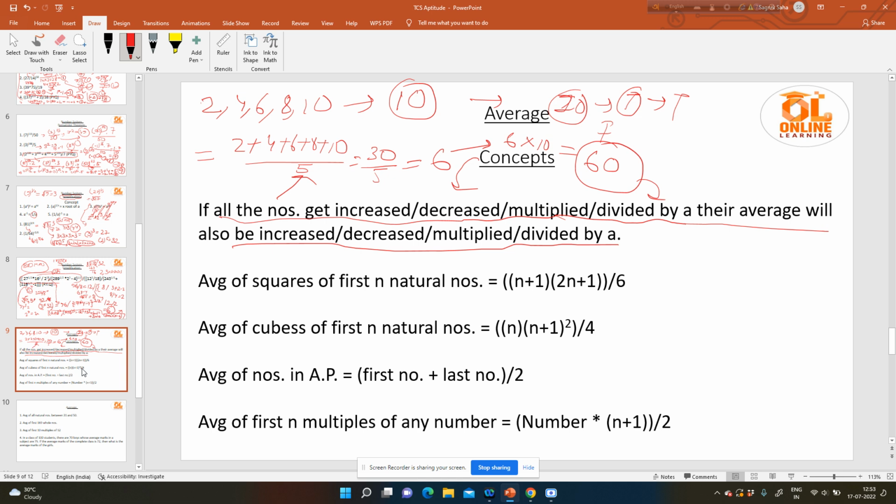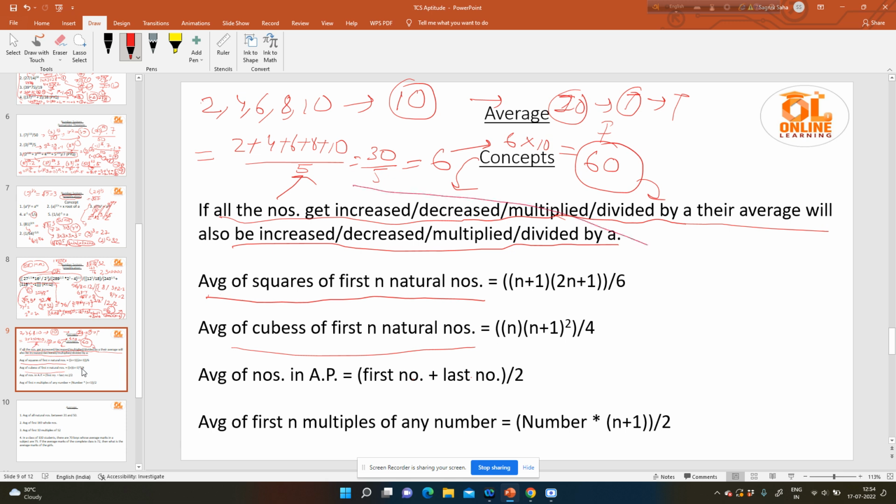Okay, then they can ask you direct questions like: average of squares of first n natural numbers is (n plus 1) into (2n plus 1) by 6. Average of cubes of first n natural numbers is n into (n plus 1) square by 4. And average of numbers in AP, that is, if the numbers have the same common difference, is first number plus last number by 2.